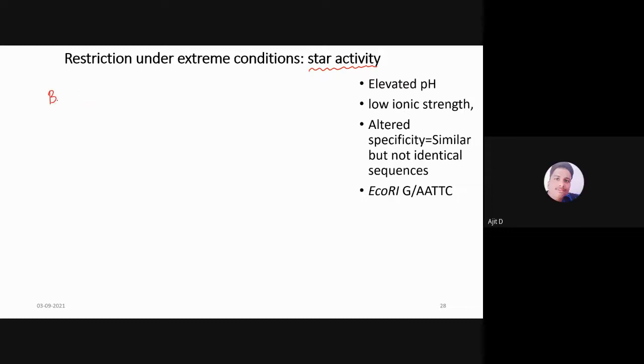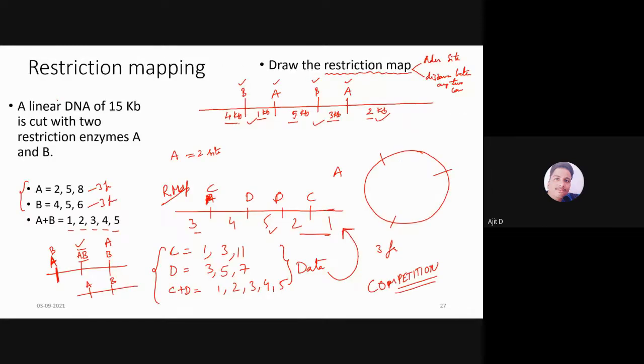Yes, please. Sir, if you don't mind, could you go back to the restriction mapping question you gave? From that answer, what we've got from that 15 kb cut with enzymes A and B. If I'm not mistaken, the whole DNA fragment cut with A gives three fragments. The probable fragments are 5, 8, and 2, isn't it, sir? While dividing with B, we would get 4, 5, and 6, and then A plus B is 1, 2, 3, 4, and 5.